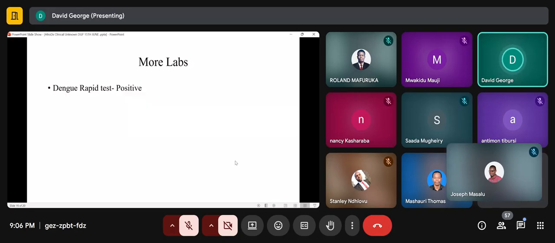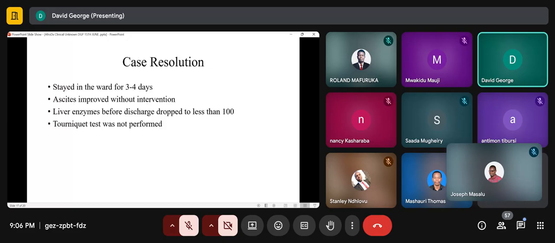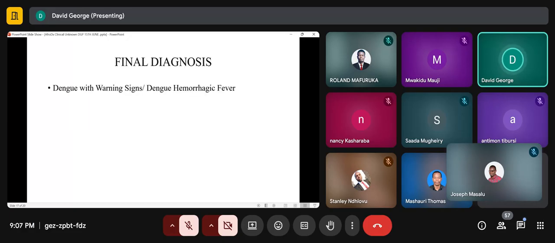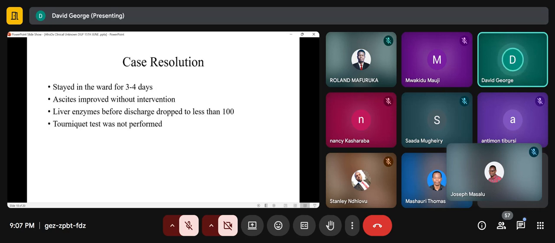So what was done for this patient was a dengue rapid test, and it turned out to be positive. And so the final diagnosis was dengue with warning signs, or dengue hemorrhagic fever. I'll tell you why I put these two together. And this is the case resolution. So I was on call when I saw this patient.